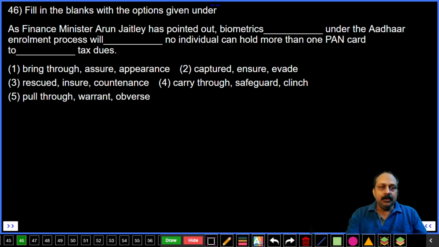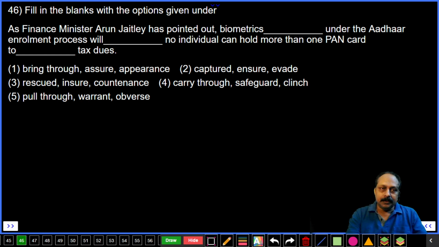Here you see three blanks and you have to select the right option which has all the right words. As Finance Minister Arun Jaitley has pointed out, biometrics captured under the Aadhaar enrollment process will ensure that no individual can hold more than one PAN card to evade tax dues. Straight away, I saw this and I'm telling you this should be the answer.